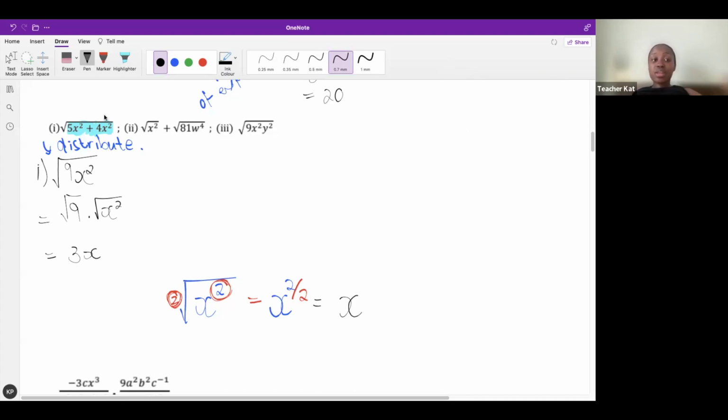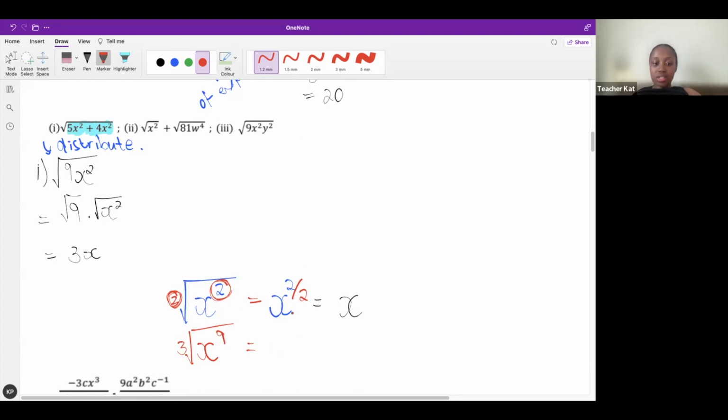So this works with every single square rooting or cube rooting of a variable. So if I have, let's say, x to the power of 9, and I am cube rooting it, what am I going to divide my exponent by?